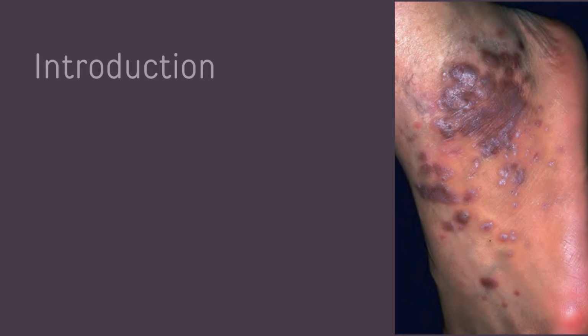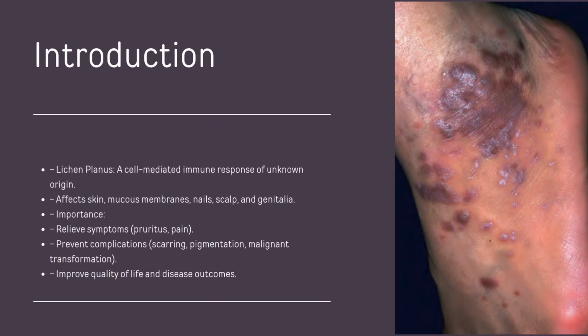Lichen planus is a cell-mediated immune response of unknown origin. It's not just a skin condition, it can affect the mucous membranes, nails, scalp, and genitalia, making it a true systemic challenge. Why does understanding this matter? To relieve symptoms like pruritus and pain, to prevent complications, such as scarring, pigmentation issues, or malignant transformation, and most importantly, to improve quality of life for patients.